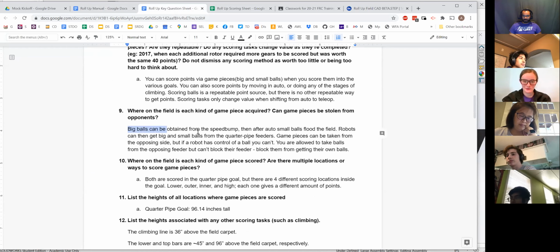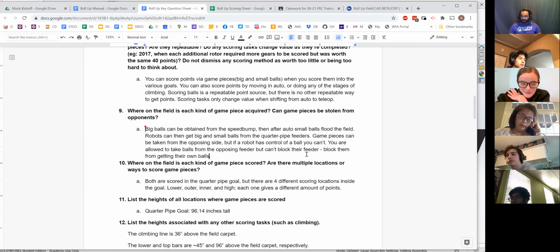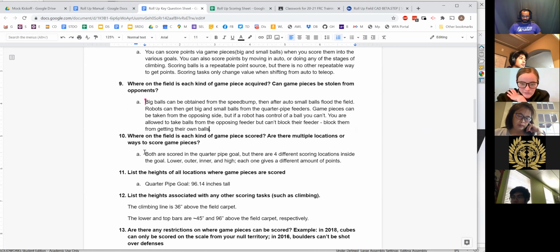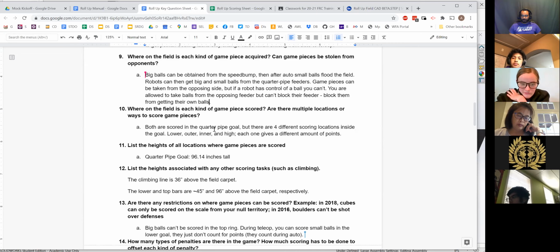Okay, yeah. So game pieces are basically from anywhere on the field plus their starting locations, and you can take them from anywhere as long as your robot's allowed to be there, right? So you can't be in their ramp zones and take balls, but you can be in their colored zone, in their other alliance zone. Yeah, so all the balls are scored in the quarter pipe goals, but there are 4 different scoring locations: lower, outer, inner, and high. And they all have different points.